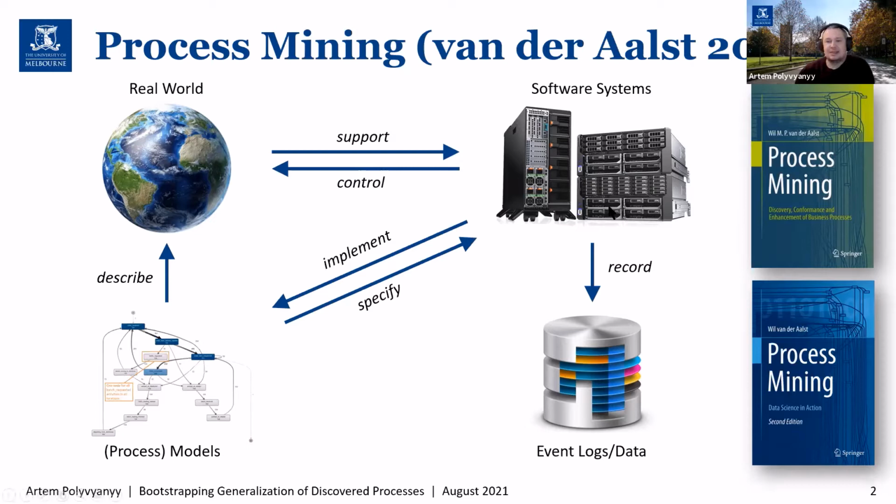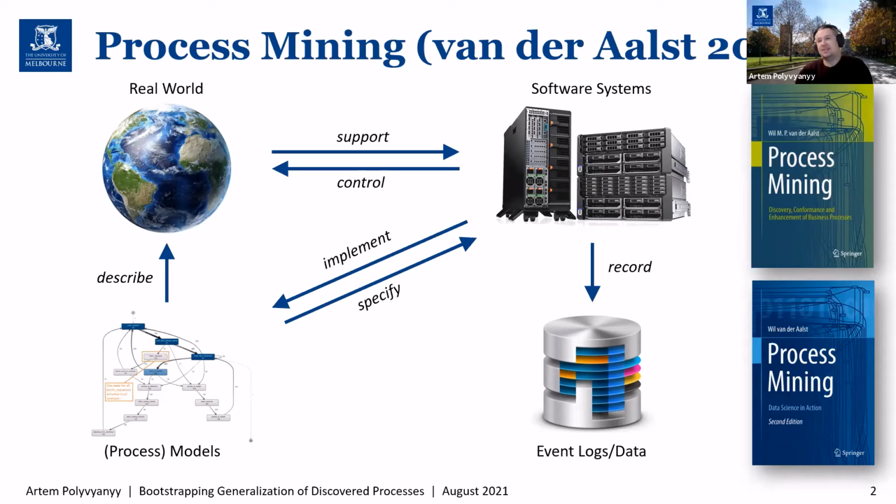Also these software systems are heavily driven by so-called process models, models that describe possible behaviors of software systems. Process models specify what software systems should do, but also software systems implement these process models. For example, these can be business process models like BPMN models. It can be even software code like programs, right? So they also describe processes. And these models also represent what we expect to happen in the real world.